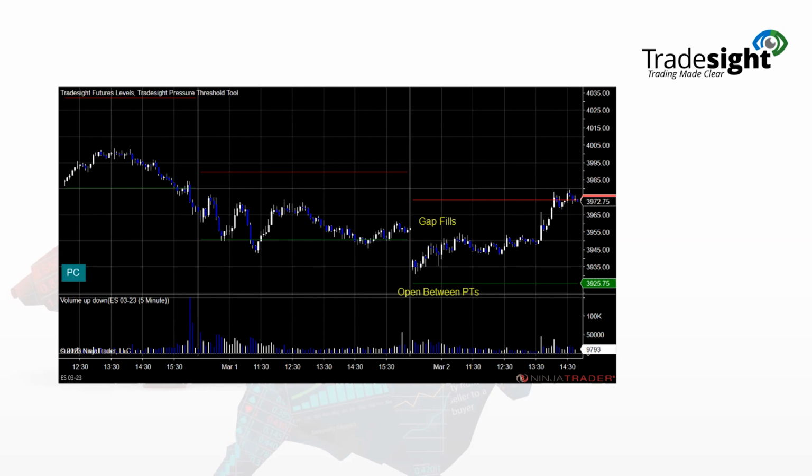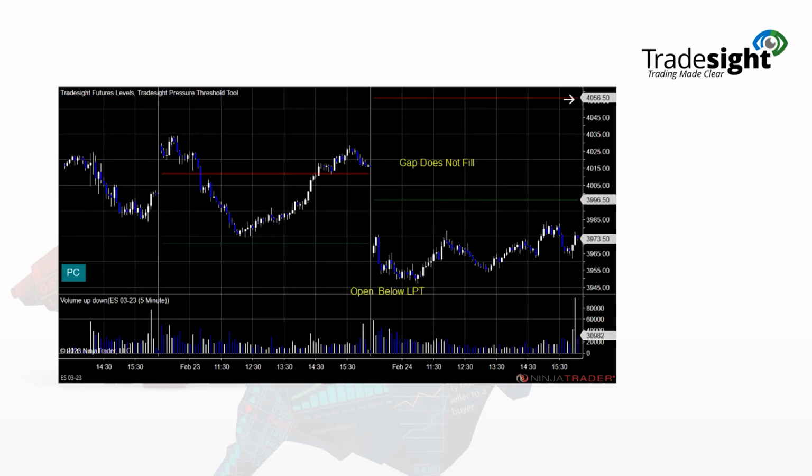You still need to know what's going on in the futures market to trade stocks, because directionally, you want to know what's going on. But here's a different example where we gap down and we're well beyond the pressure threshold, the lower pressure threshold, right? We're in the green line, and 15 minutes into the market, we're definitely not even trying, and never get a chance to come back up and fill the gap.